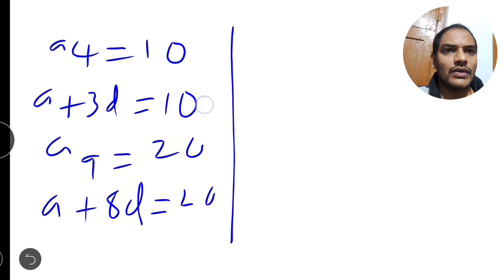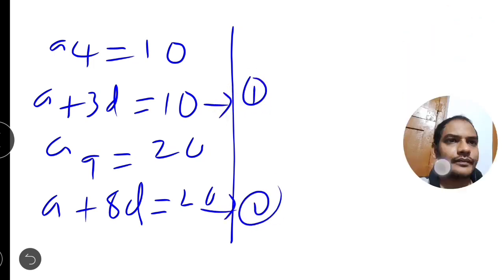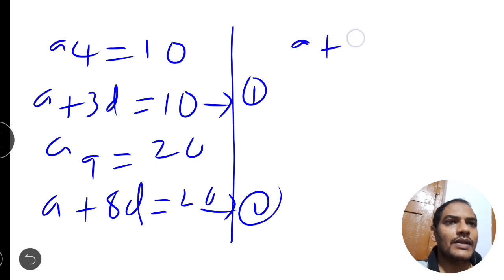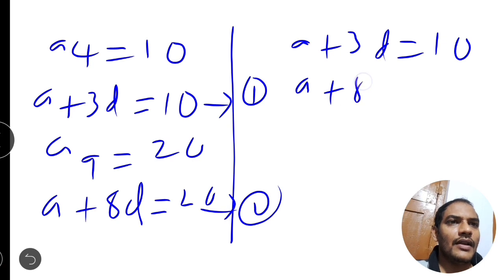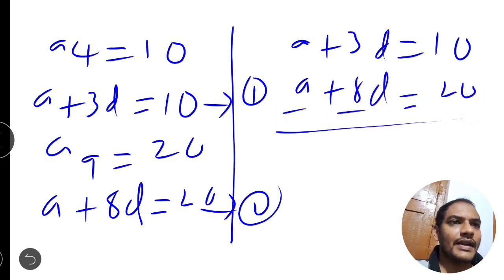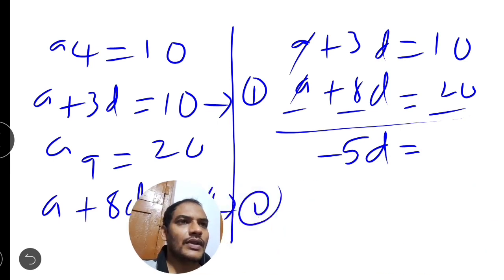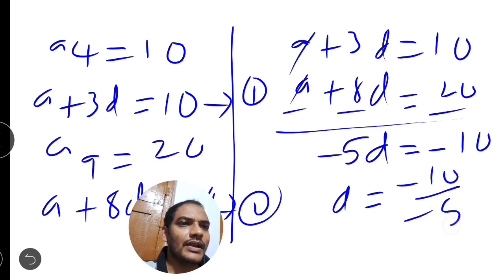For these two equations, use the elimination method. A plus 3D equals 10. A plus 8D equals 20. Change the sign for the second equation. So 3D minus 8D is minus 5D, equal to 10 minus 20, which is minus 10. D equals minus 10 by minus 5. So D equals 2.